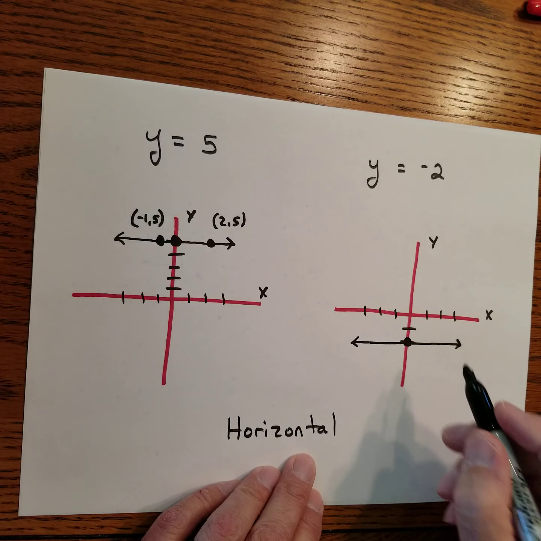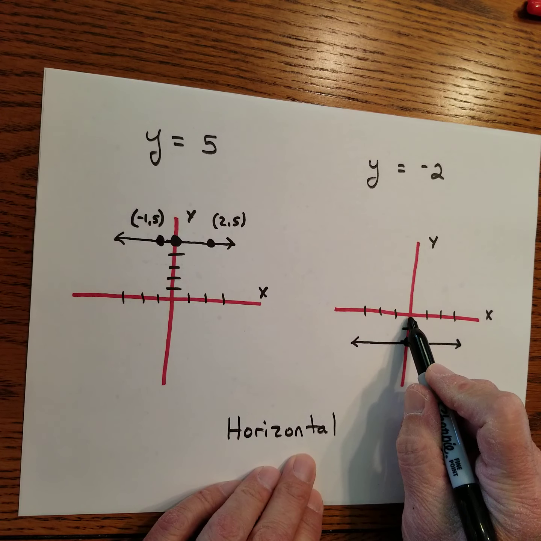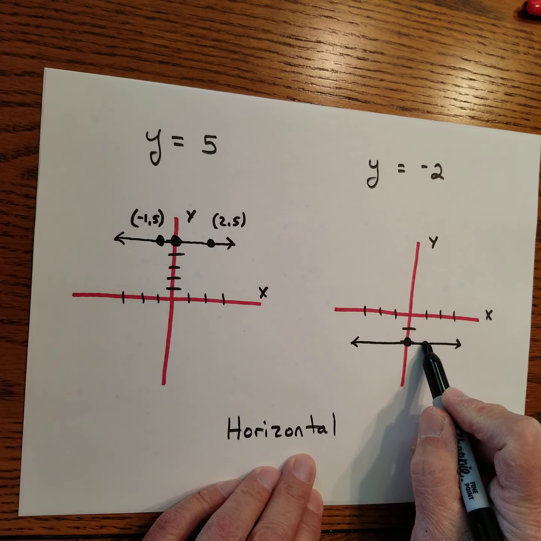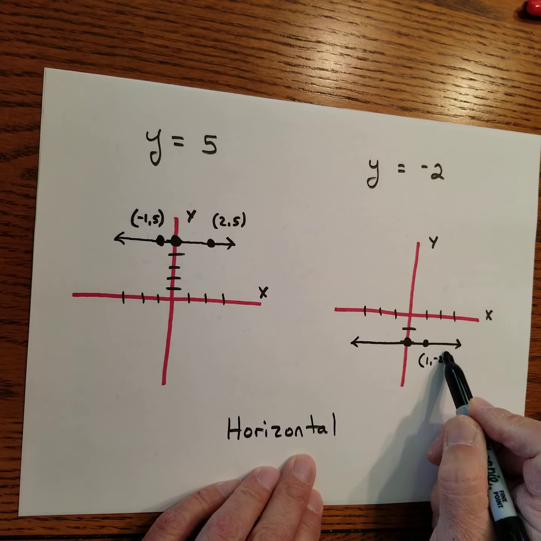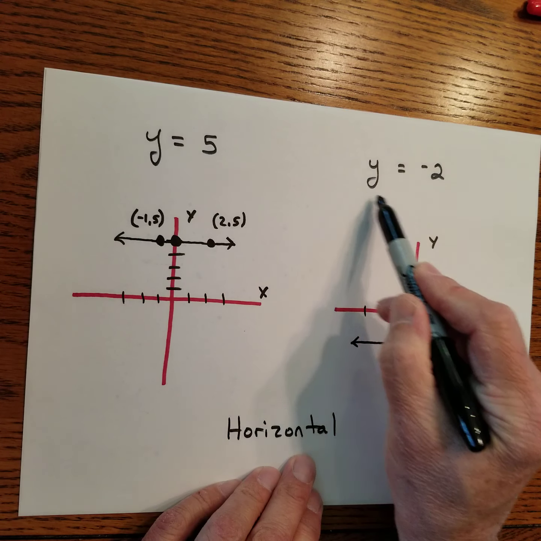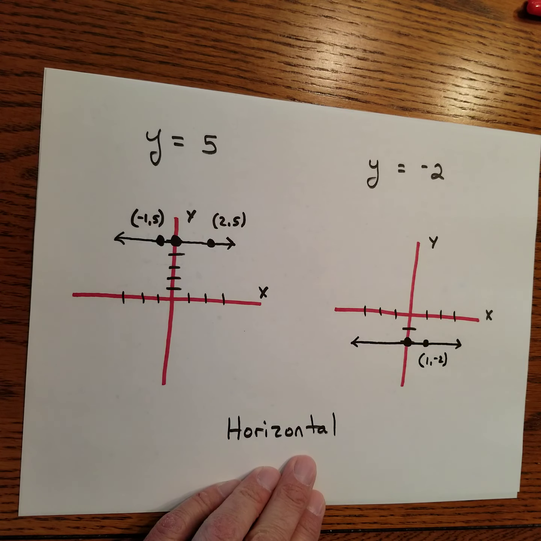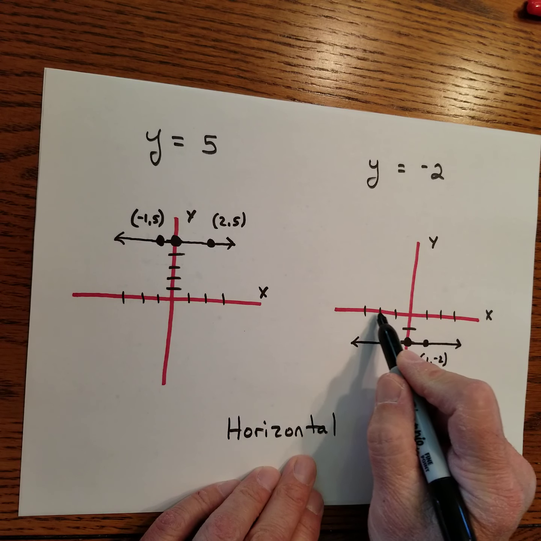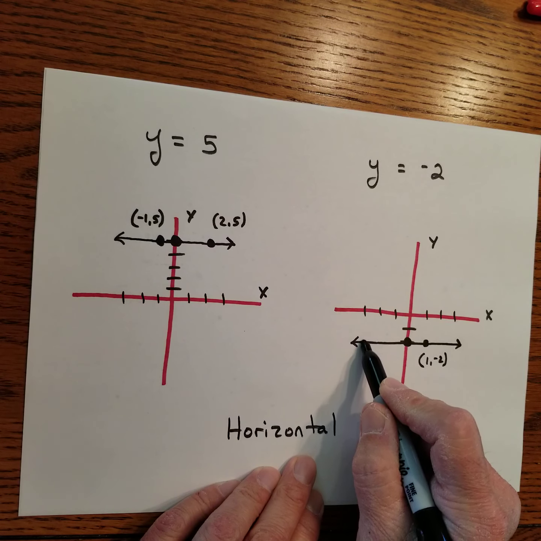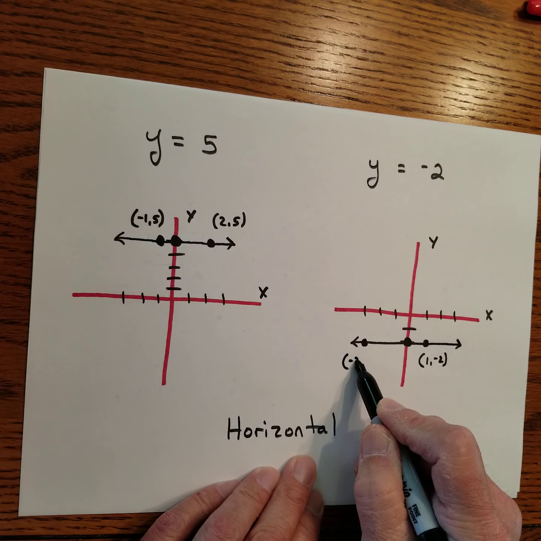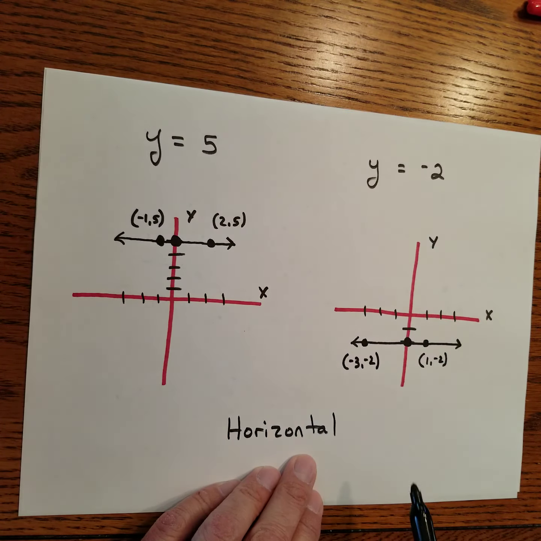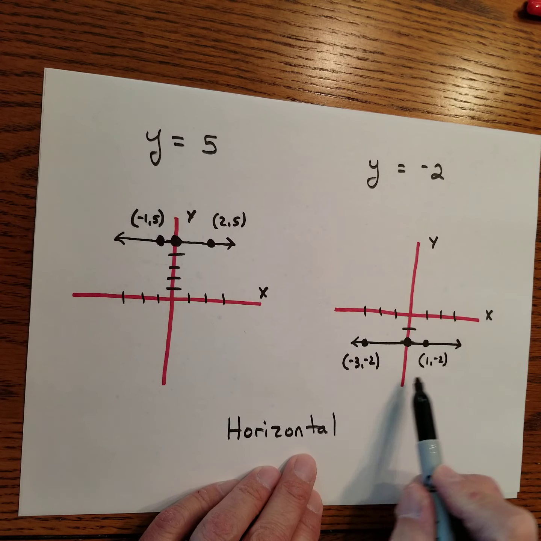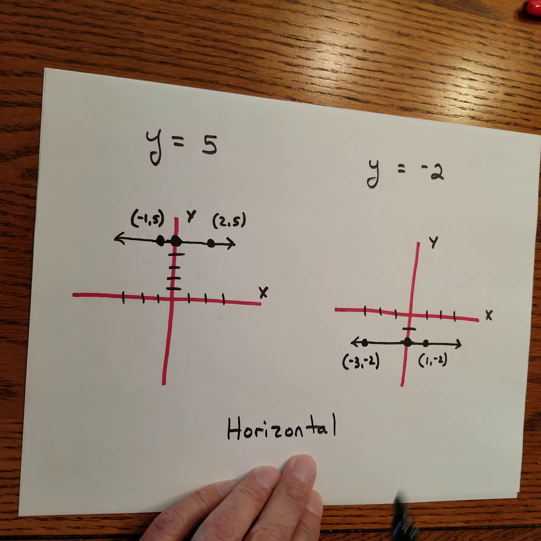If I wanted to label some other points, well, I could let x be 1. If x is 1, what would y be? Well, if x is 1, y is -2 because y is always -2. If I let x be -3, what would y be? Well, if x is -3, y is still going to be -2 because y is always -2. No matter what my x values are, my y values are always -2.